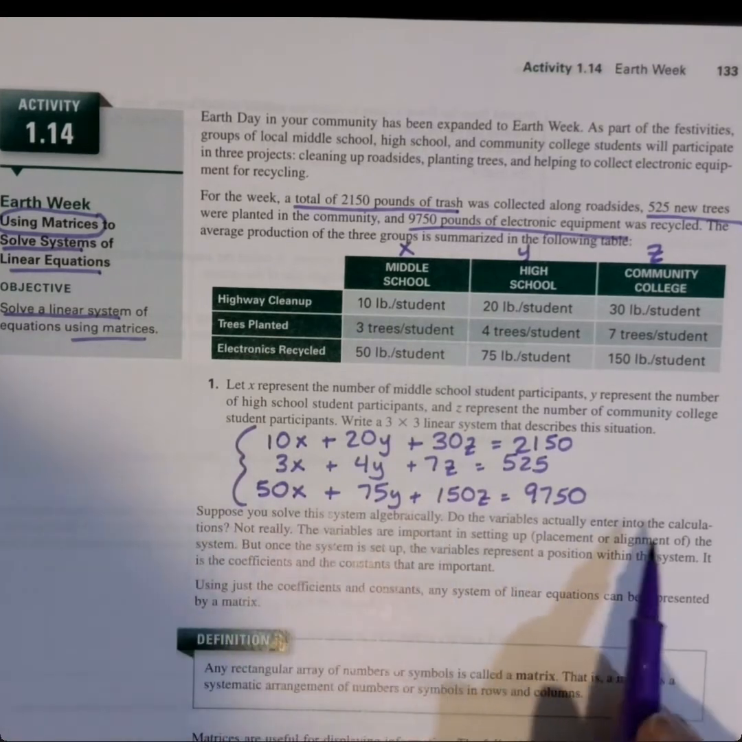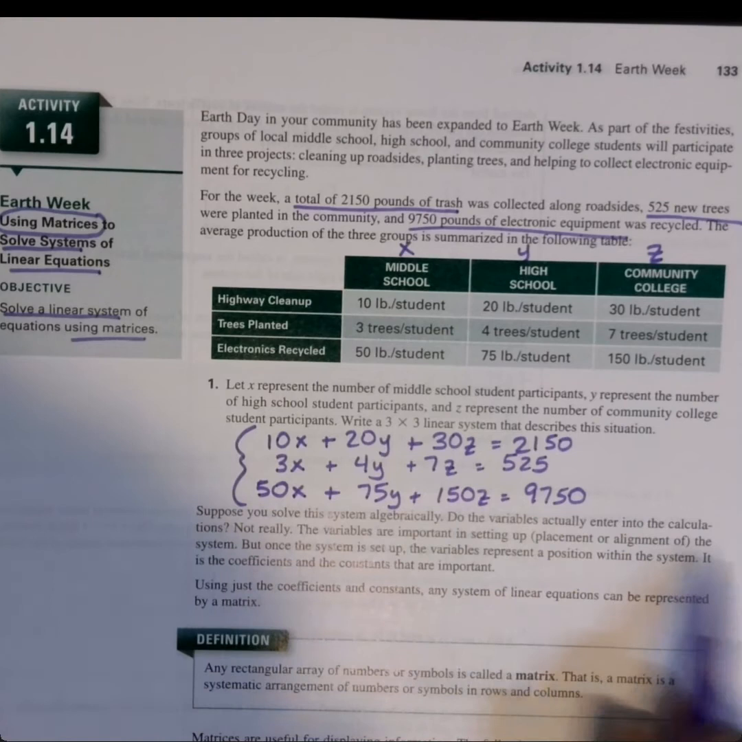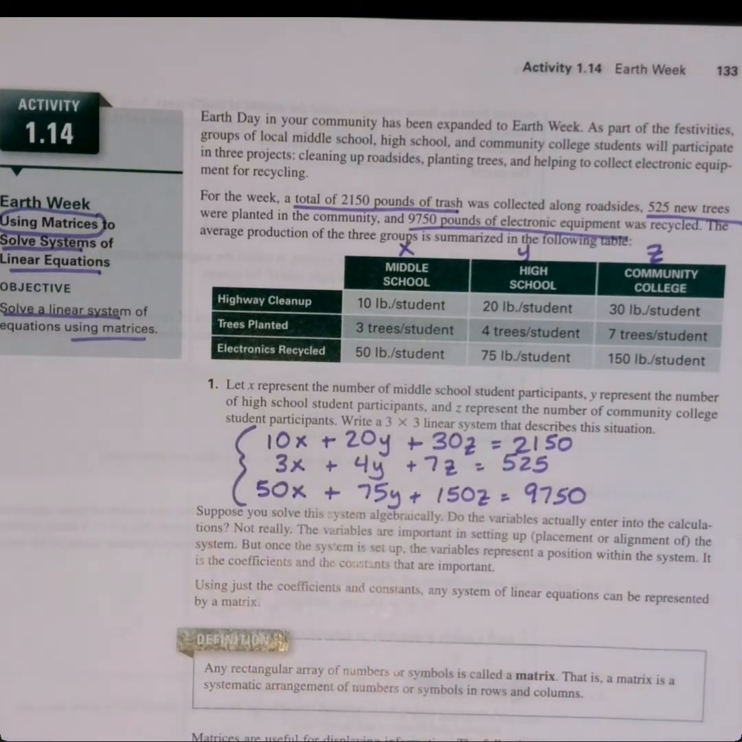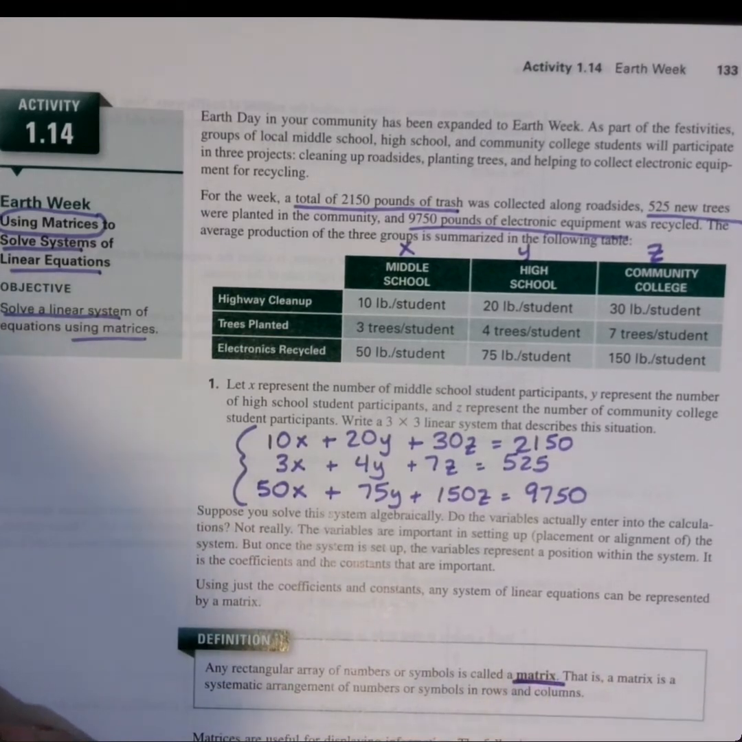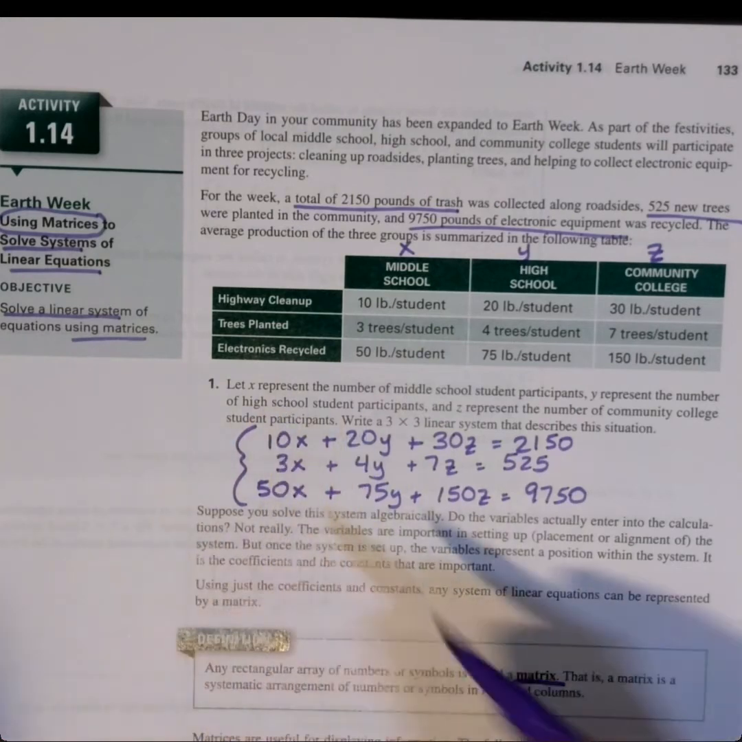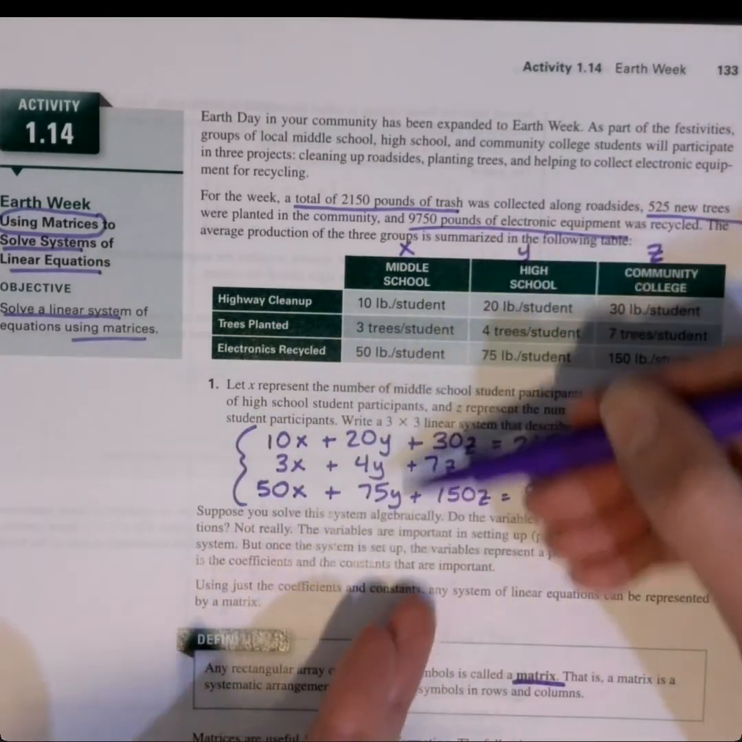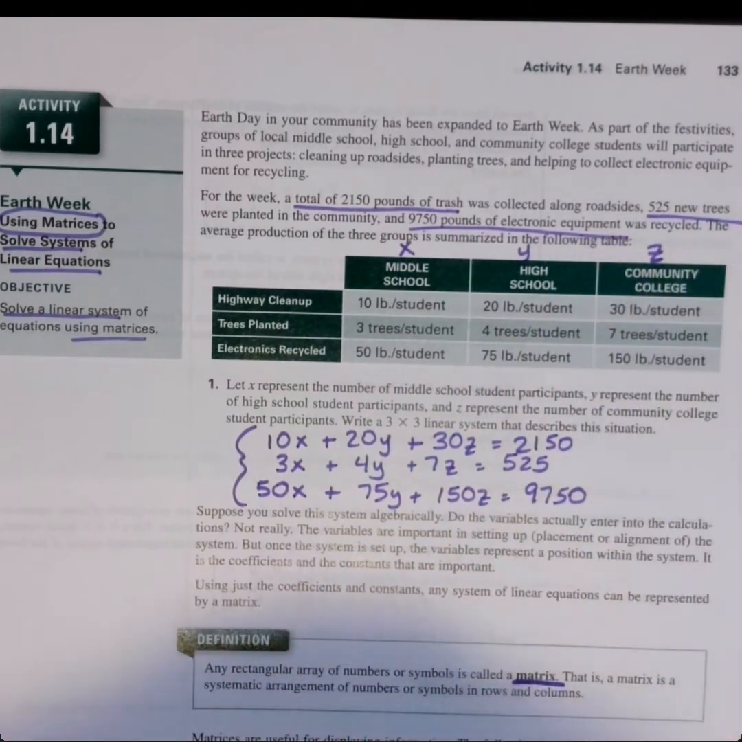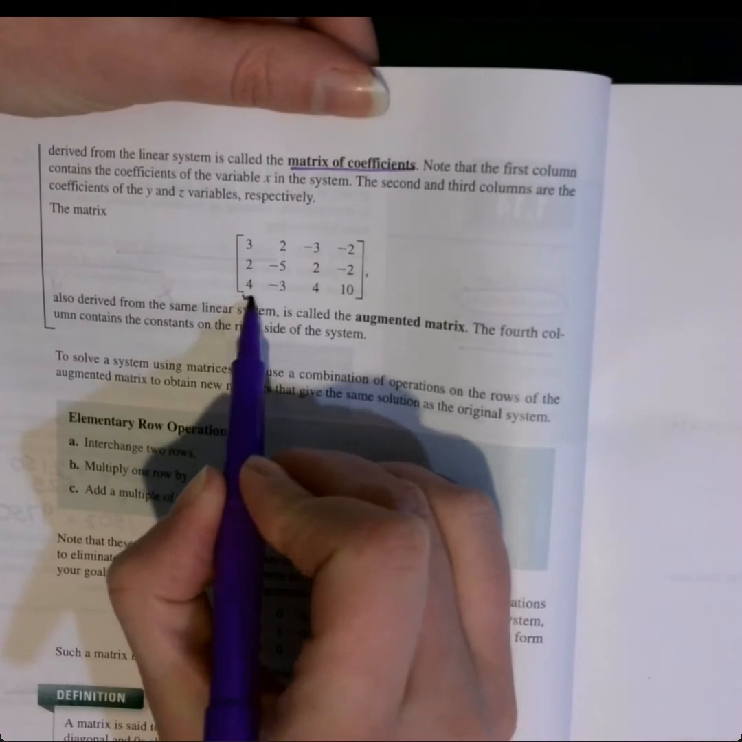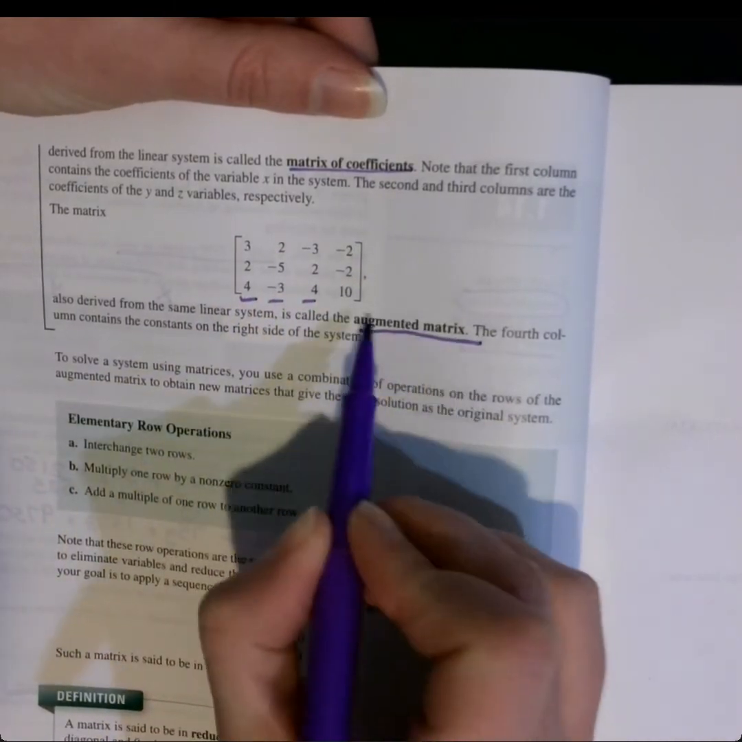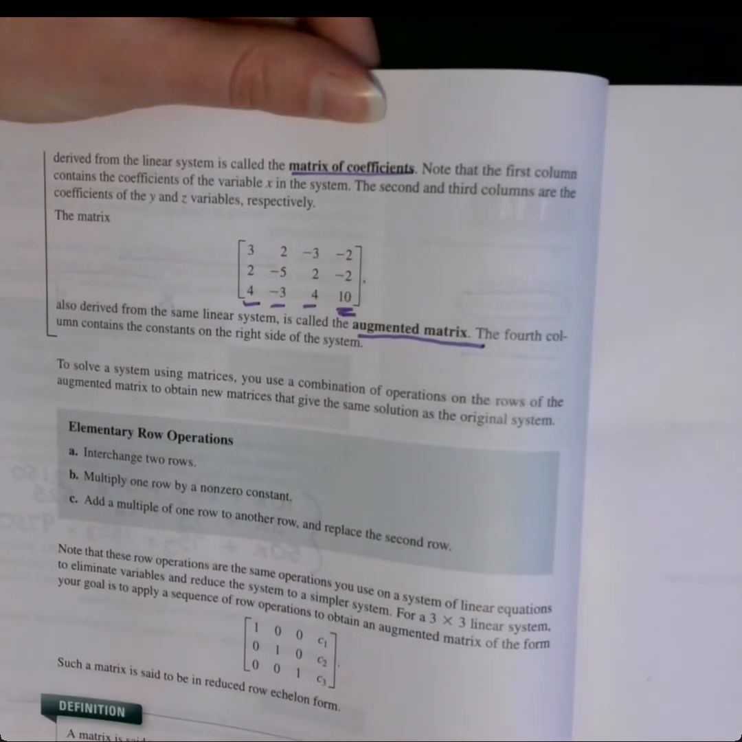Suppose we solve the system algebraically. Do the variables actually enter into the calculations? Not really. The important things are the coefficients and how they line up. So we're going to make a matrix of coefficients. It's going to have just the coefficient values, and the variable parts are going to be represented by the columns in the matrix. Okay, so on to our next page. The matrix of coefficients is the part that just has the x, y, z. We actually want an augmented matrix because we also want to have our solution values in the matrix.